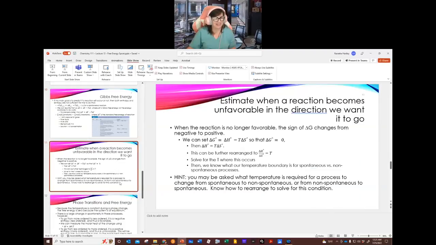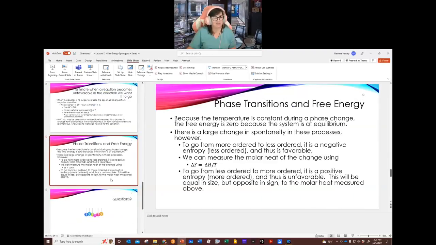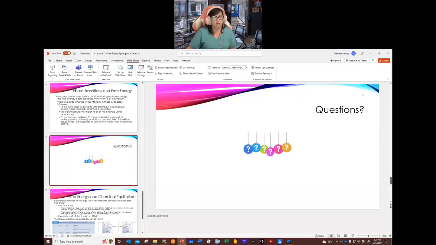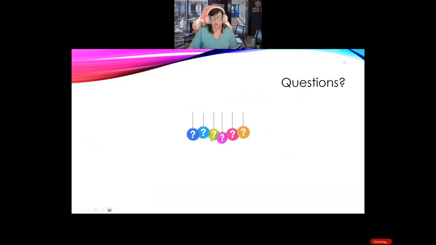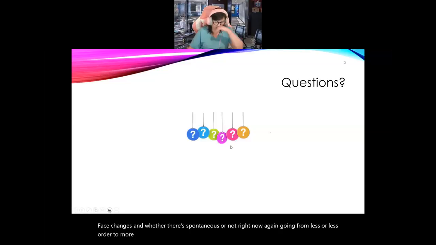It happens. All right. So, questions, comments, problems about phase changes and whether they're spontaneous or not. Again, going from less ordered to more ordered is bad. More ordered to less ordered is good. Okay. So remember that the entropy is the only thing that you need to consider in phase change.